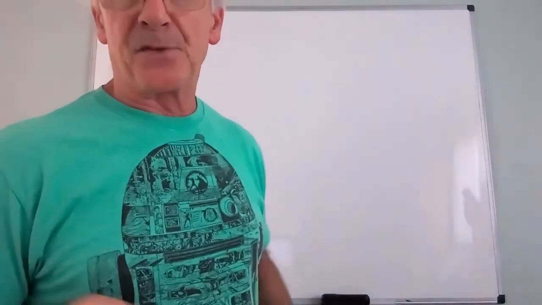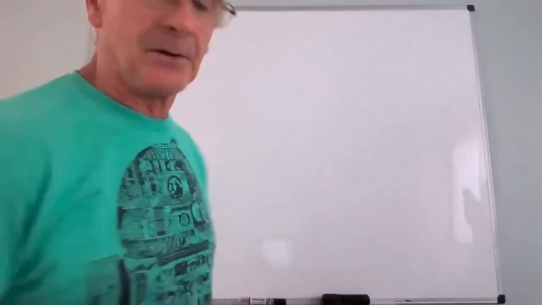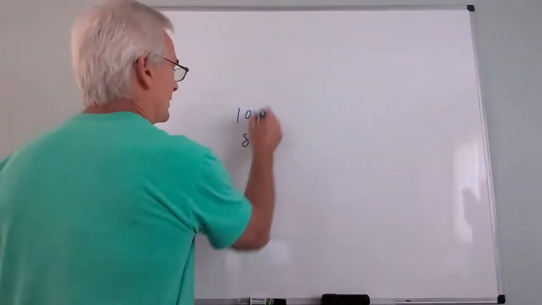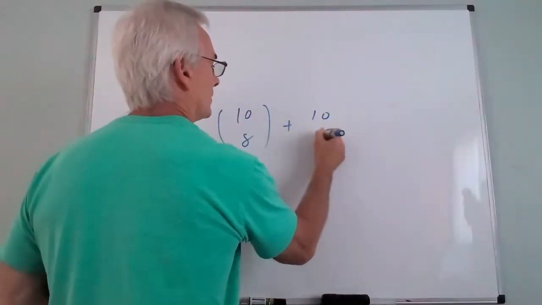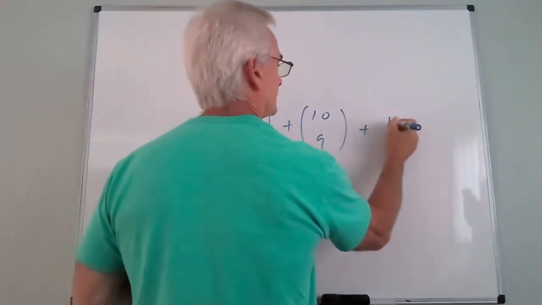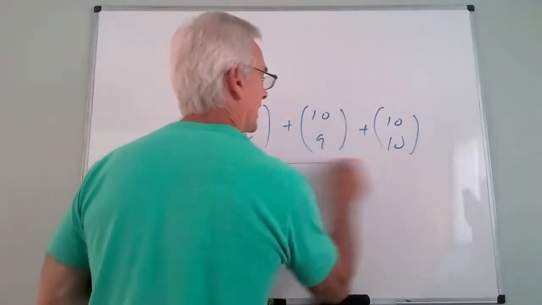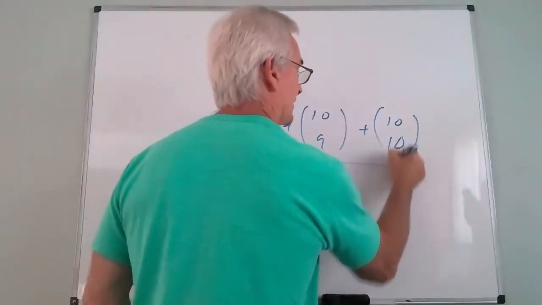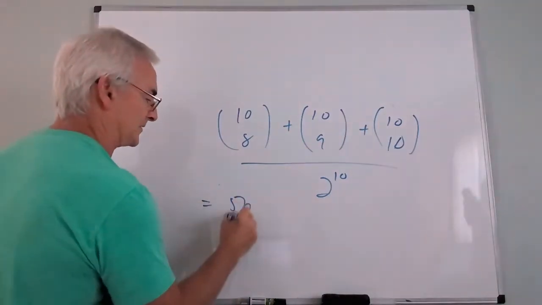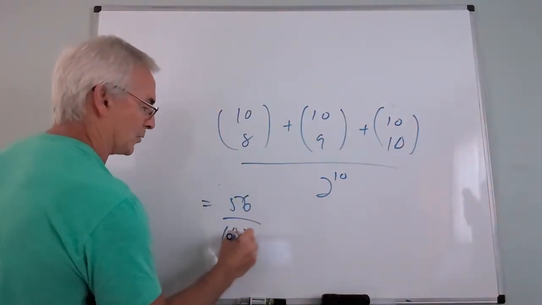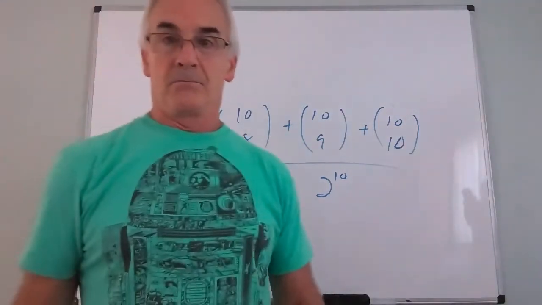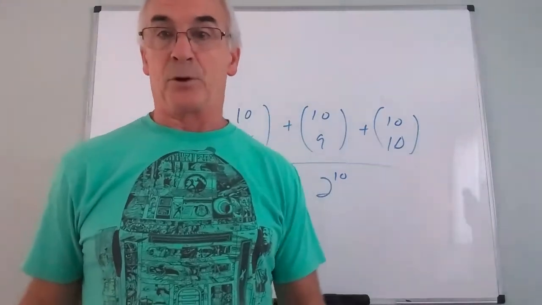So on number 17, for example, we asked for the probability of getting at least 8 tails. And most people did this one pretty well. They said my numerator is this, and then my denominator was this. This was a correct answer, and that gave 56 over 1,024. That's it. It really wasn't that exciting of a problem.